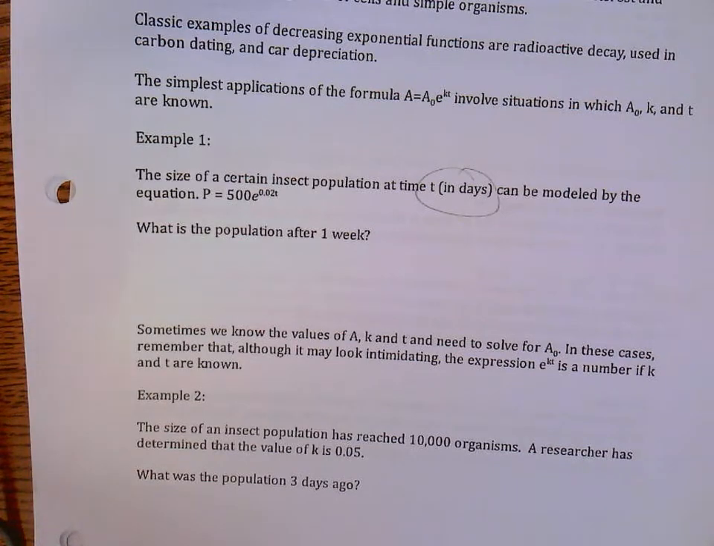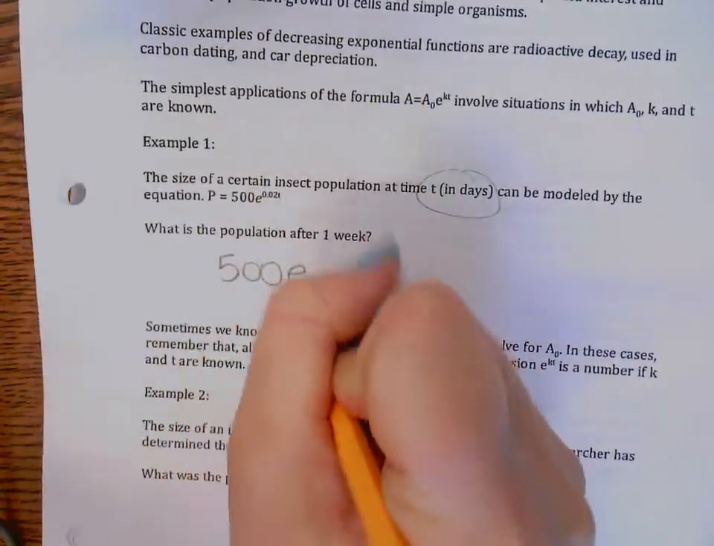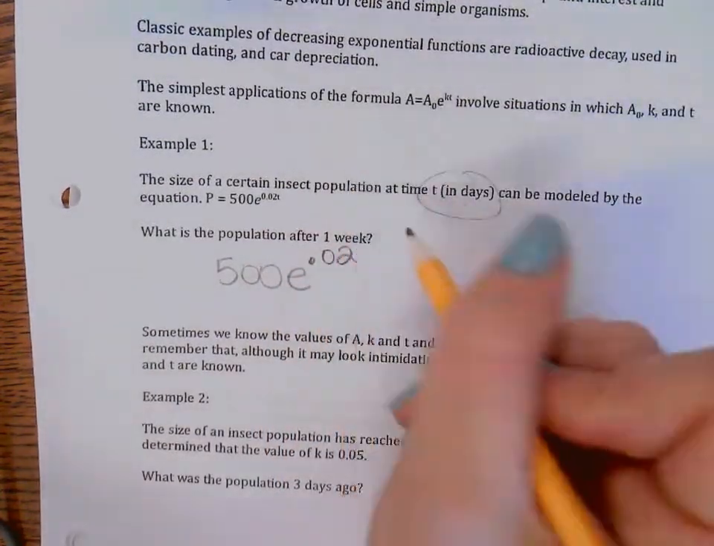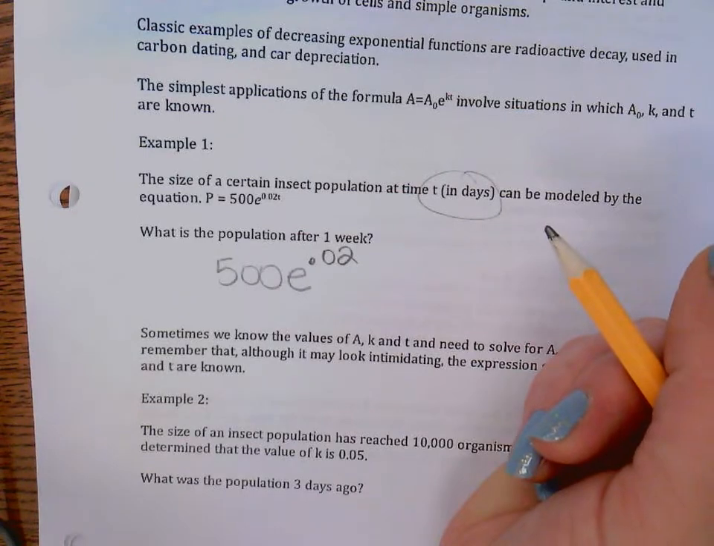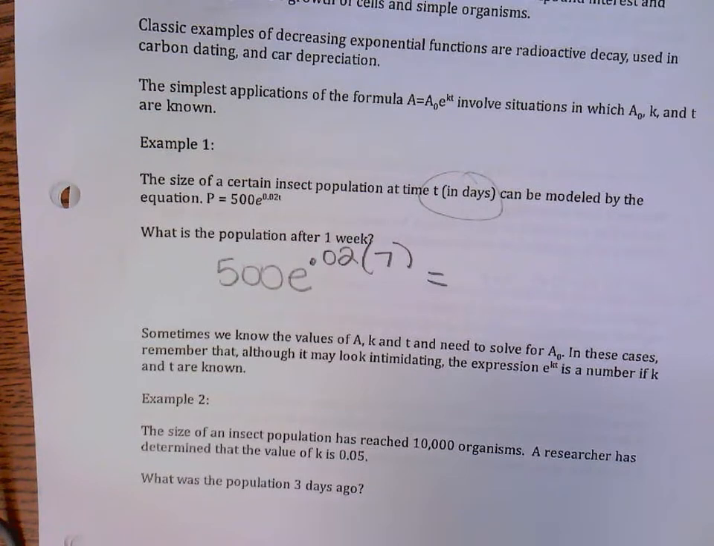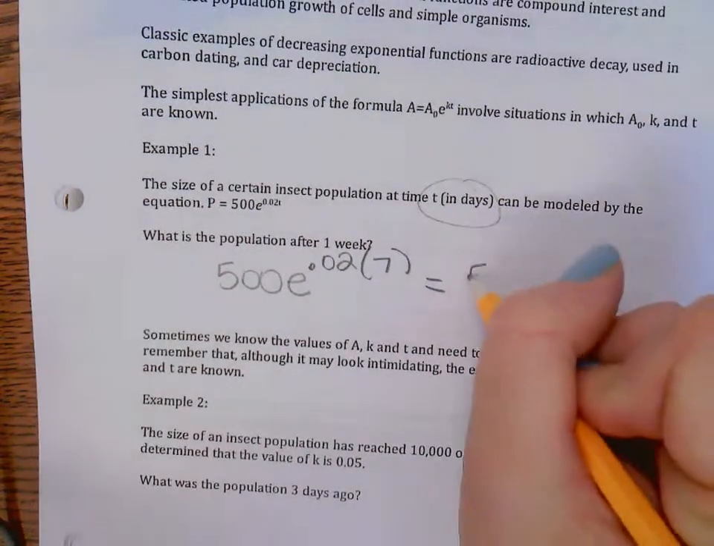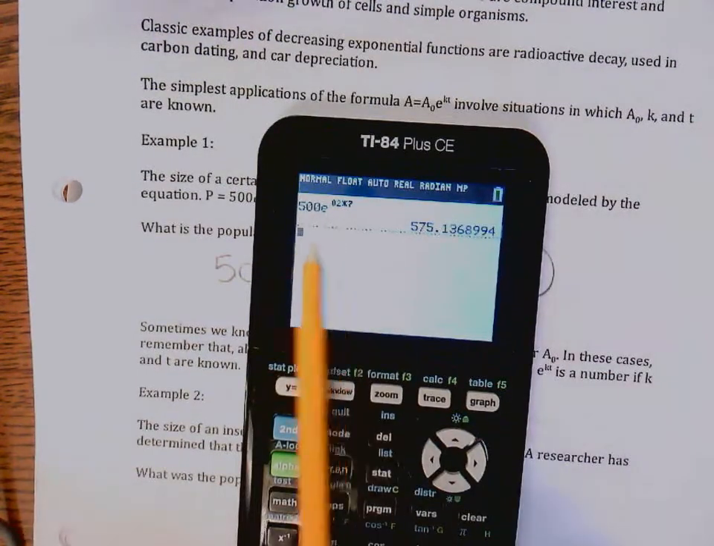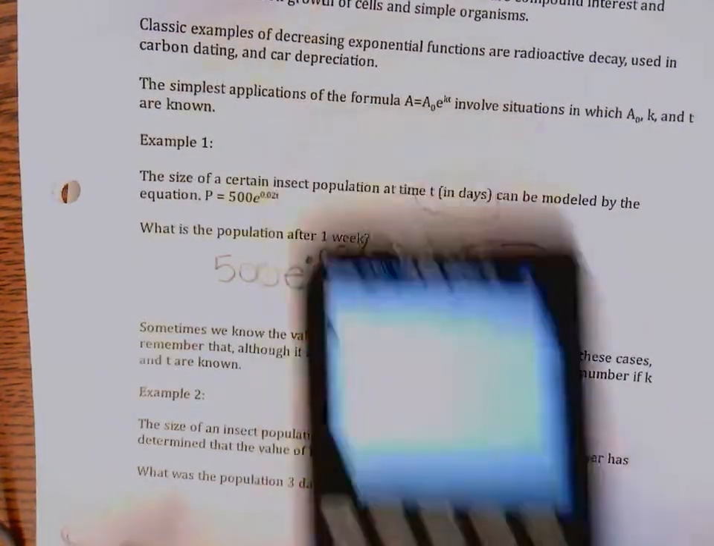K is. So I'm just going to do 500 times e. Think of 0.02 as your interest rate, right? And then after 7 days, what's the insect population? And K is positive, so your population of insects is going up. So you have about 575 insects at the end of a week, right? So type it all in one fell swoop, 500e^(0.02 times 7).